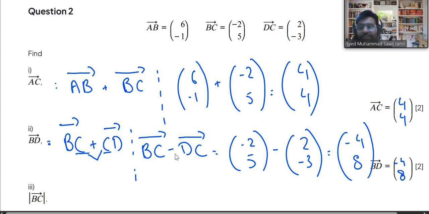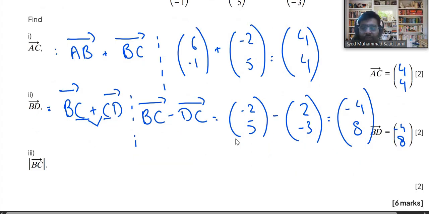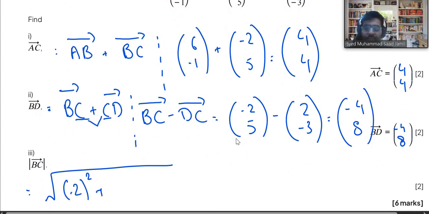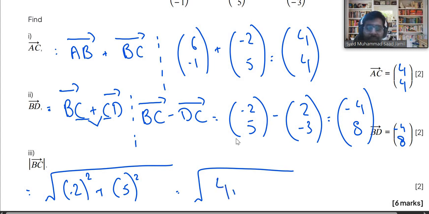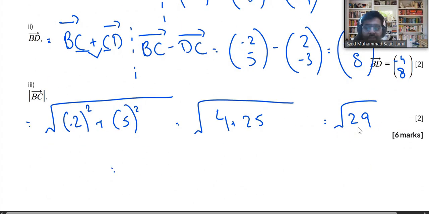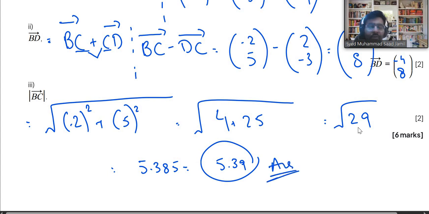Now in the next question it says that we have to find the magnitude of BC. So look, how will you find the magnitude? Again, under root. What are the two terms? Negative 2 and 5. So you will write negative 2 square plus 5 square. So this will become negative 2 square is 4 plus 5 square is 25. So this becomes under root 29. Under root 29 is 5.385. So this will become 5.39. So this is your answer.